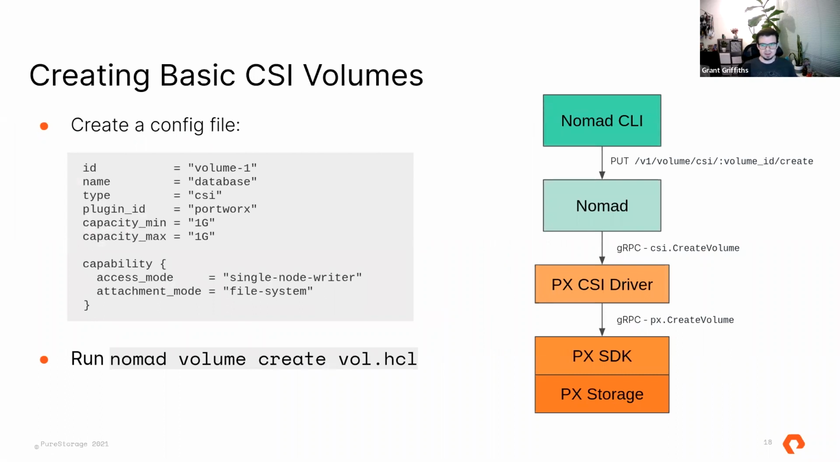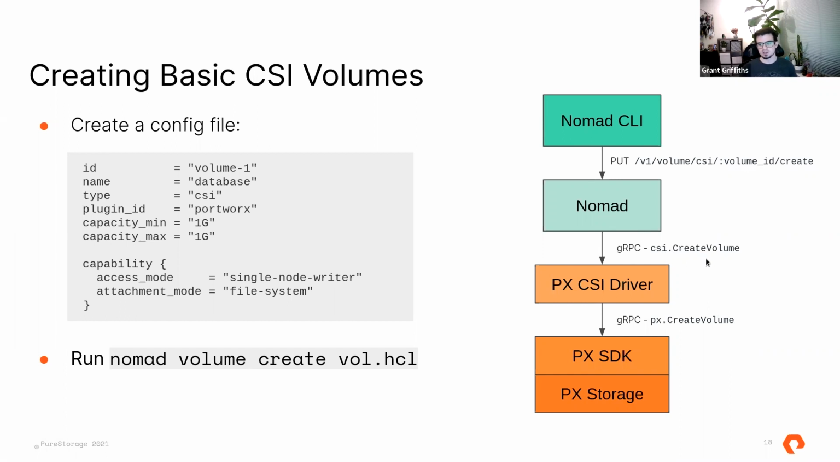Cool. So let's talk about creating a CSI volume in Nomad. So first, you'll need to create a configuration file like the one below. So here, there's an ID, a name, a type, which is CSI plugin, the size, and then the capability. As I mentioned, you'll want to have Portworx as the plugin ID for using our CSI driver, and then give it whatever name and size and capability that you want. And then to create a volume, all you need to do is do nomad volume create, and then the name of your configuration file. And the way this works in the backend is that the Nomad CLI will reach out to Nomad through a REST API, put on volume ID create, and then Nomad will interact with the CSI driver through gRPC.